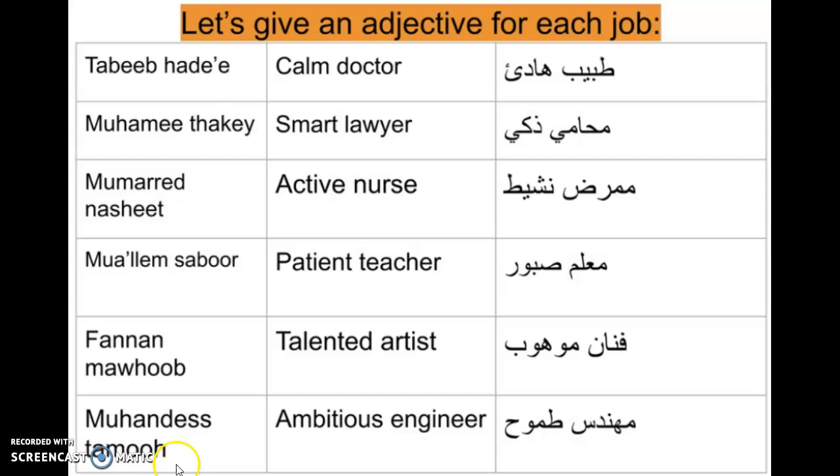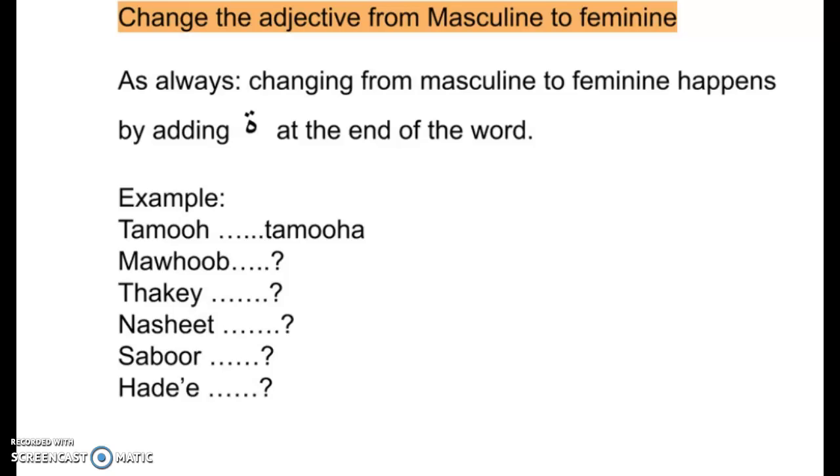طموح, ambitious. Always, in order to change from the masculine to feminine, we add the A or the silent T in Arabic. طموح, طموحة. موهوب, موهوبة. ذكي, ذكية. نشيط, نشيطة. صبور, صبورة. وهادئ, هادئة.